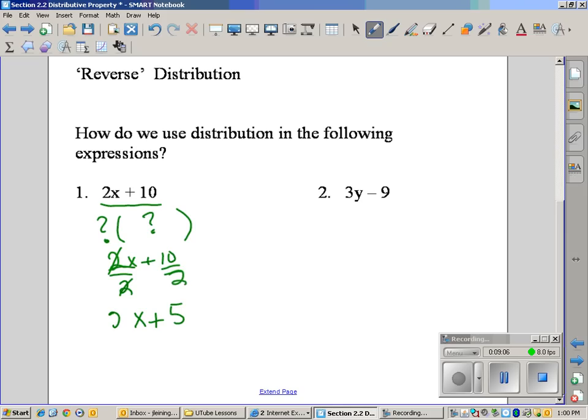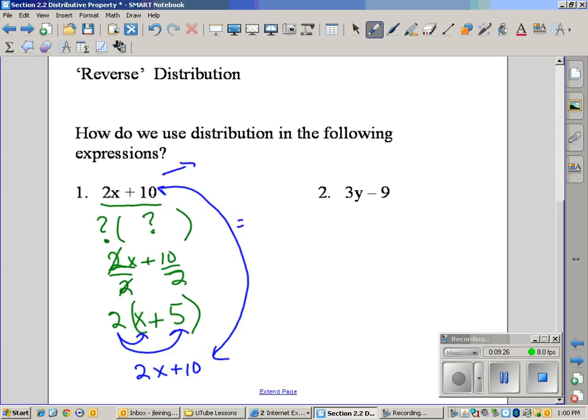So this suggests if we move 2 to the outside and we do the distribution back this way, we're going to end up with what we started with, 2x plus 10. So yes, those are equal. So the answer to this problem using reverse distribution would be this.